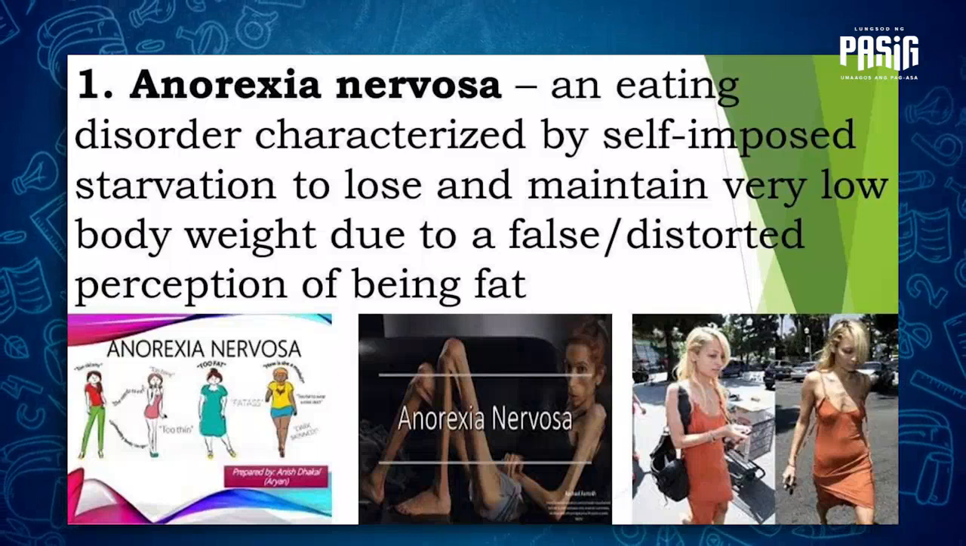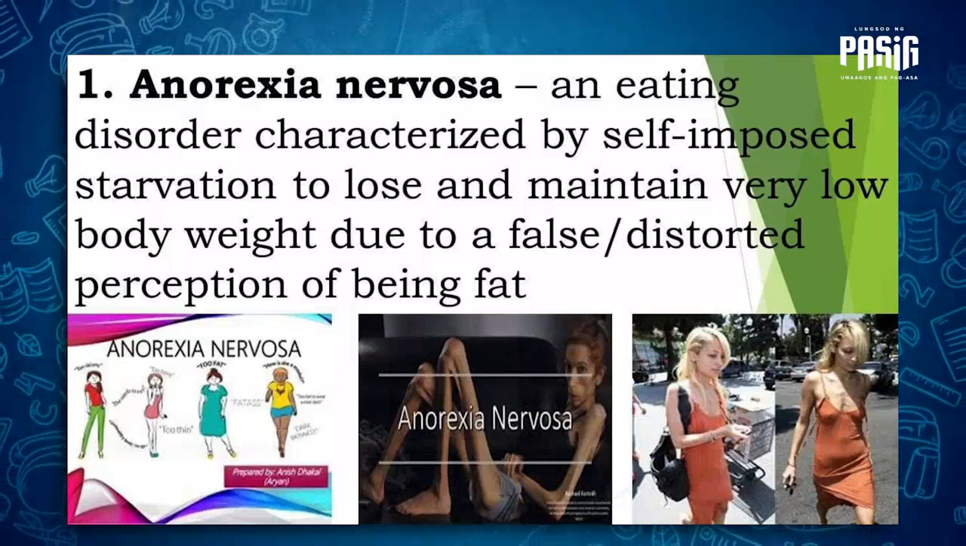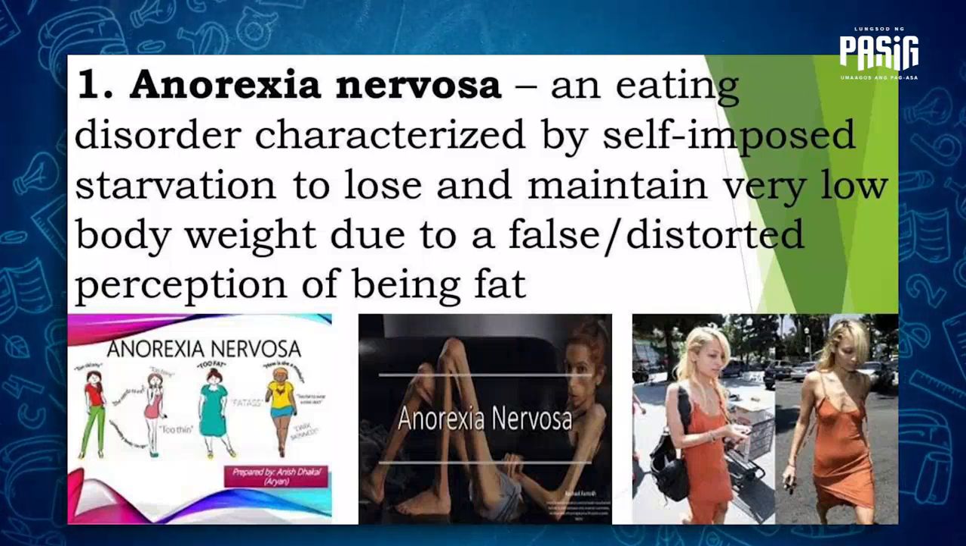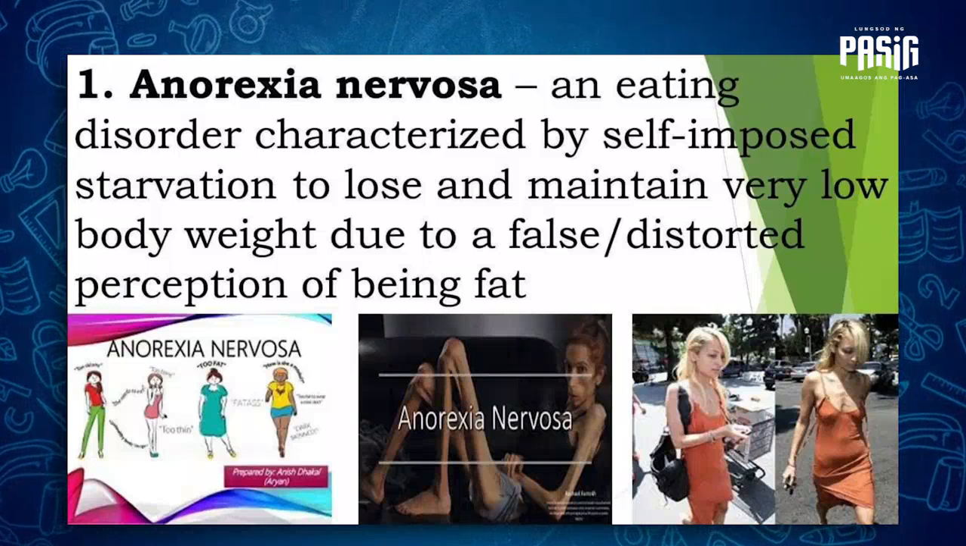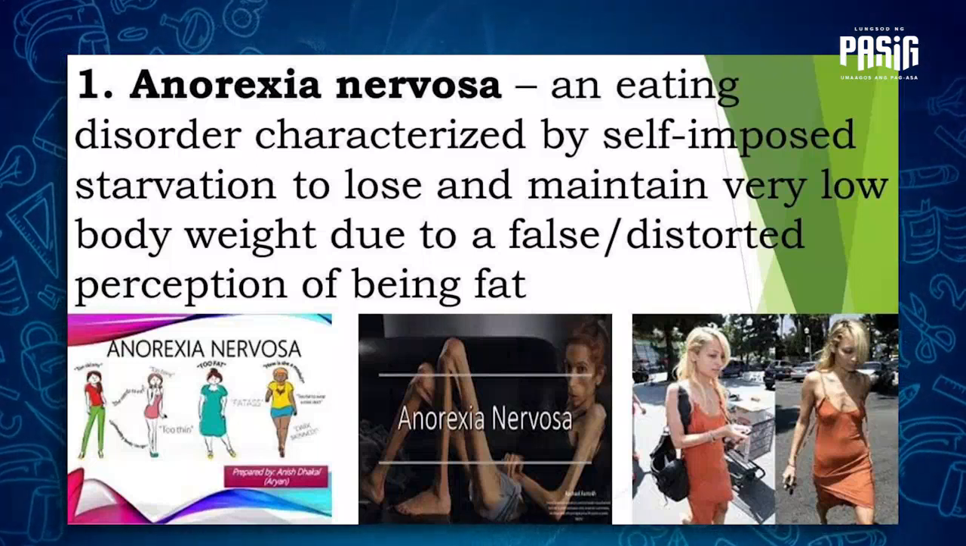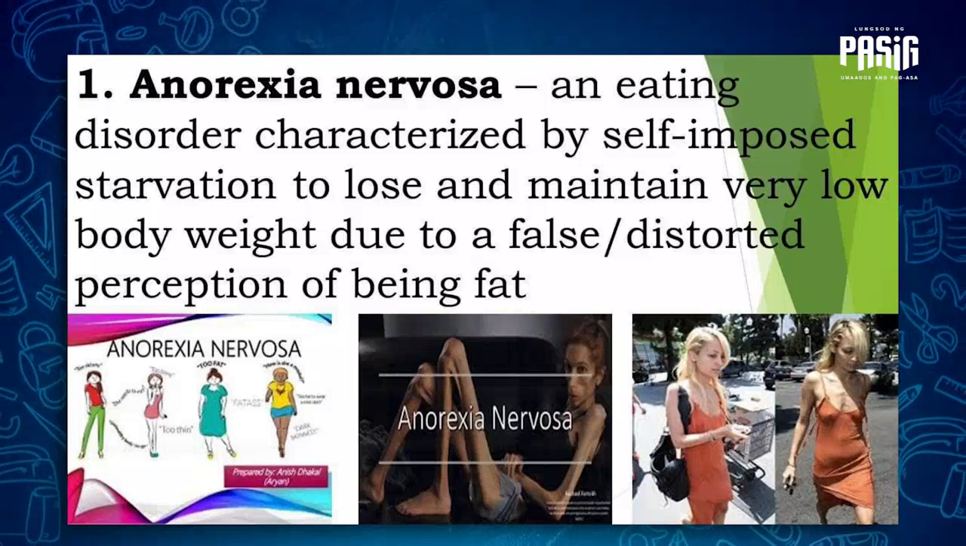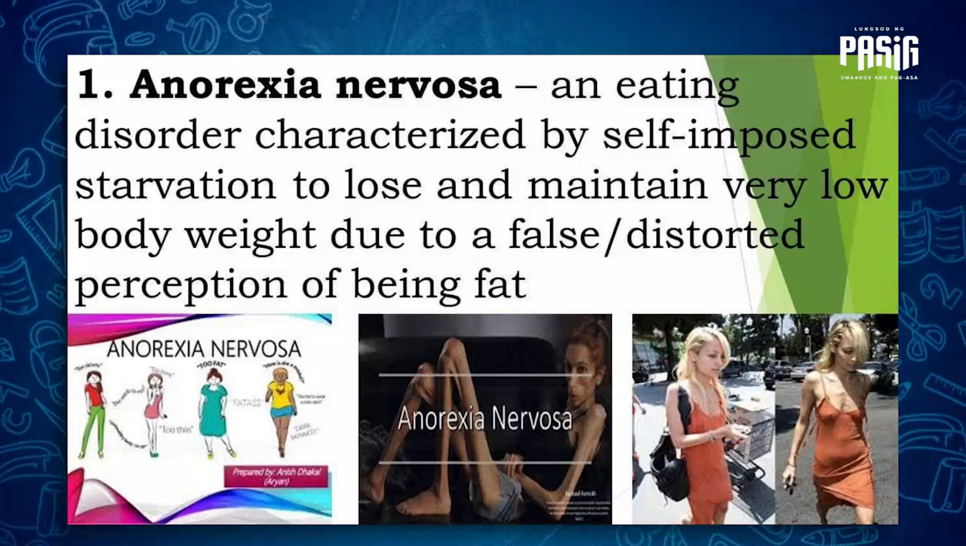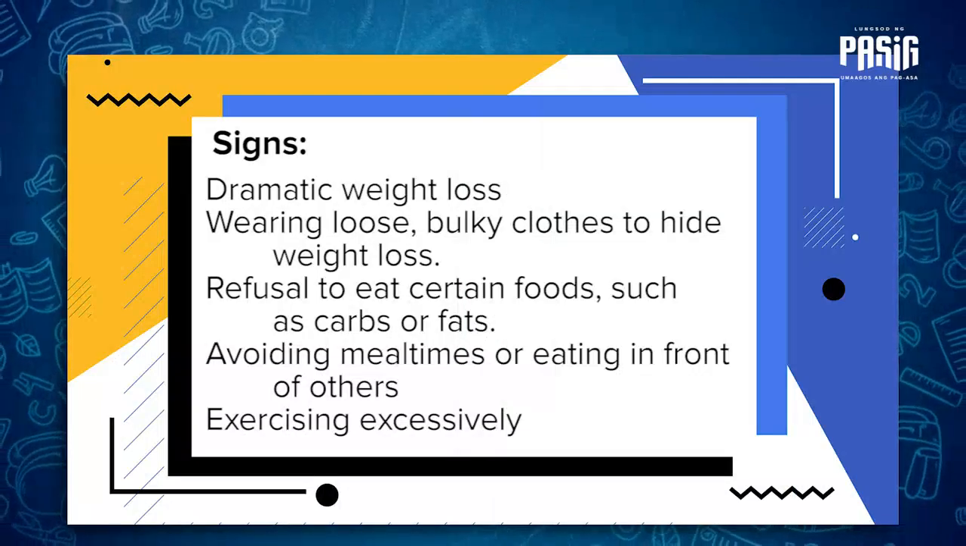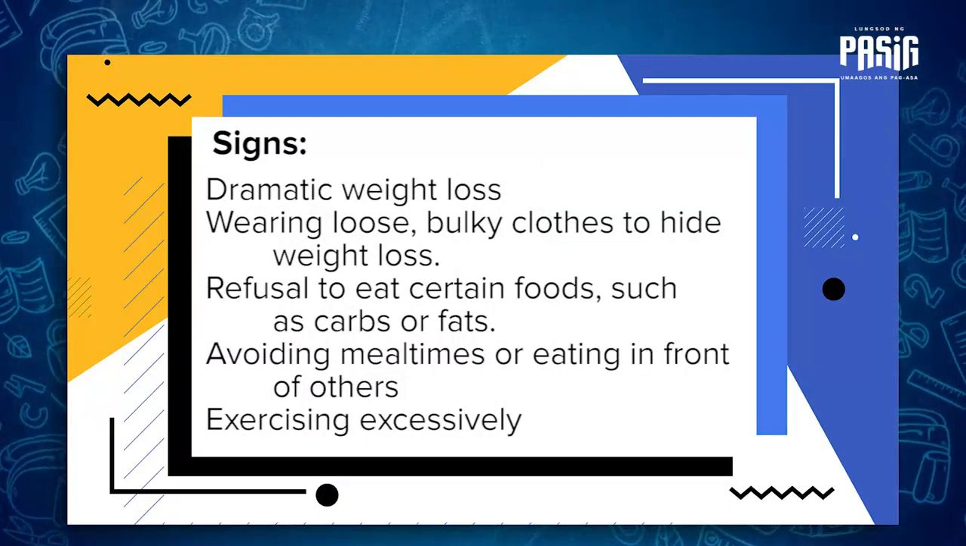The first eating disorder is anorexia nervosa. Anorexia nervosa is an eating disorder characterized by a self-imposed starvation to lose and maintain very low body weight due to false distorted perception of being fat. The following are the signs of anorexia nervosa.